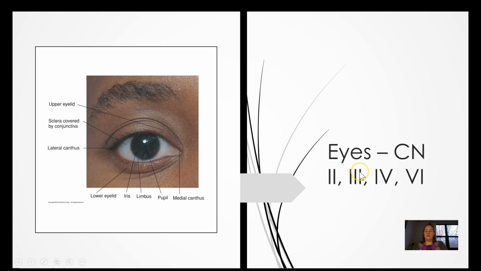3 controls our peripheral vision. So what's going on over here on the side of me? Okay, when I'm driving, am I able to see the cars that are coming out of my peripheral vision? So we can do specific tests for that, but PERRLA kind of pulls in both pieces of 2 and 3, so we're okay with that.